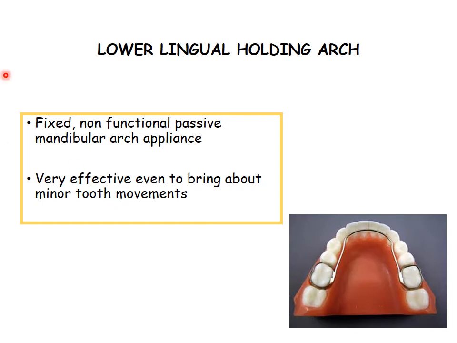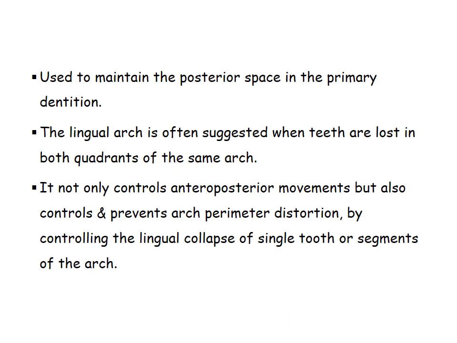So now moving on to the lower lingual holding arch appliance. As you know, it is a fixed type of space maintainer. It is non-functional, applying no pressure and no expansion or rotation, and it is given in the mandibular arch. It is very effective even to bring about minor tooth movements. The lingual holding arch appliance plays an important role. It is used to maintain the posterior space in the primary dentition.